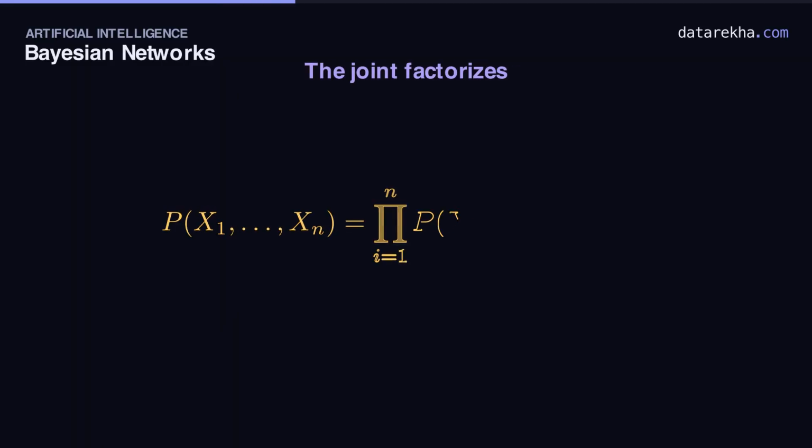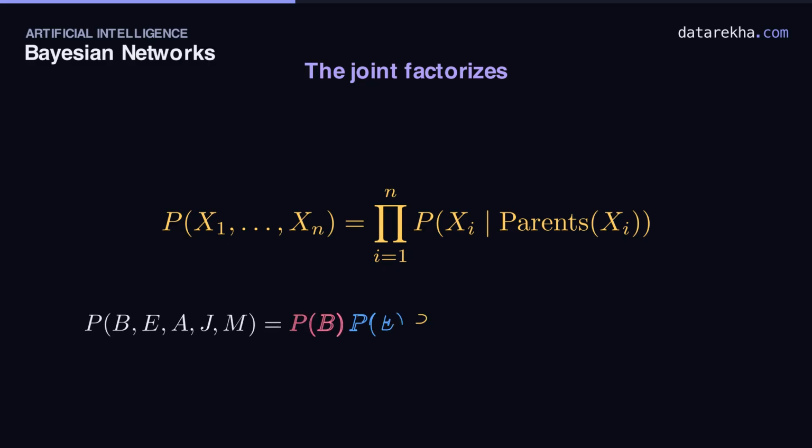Here is the payoff that makes the whole structure worth it. The full joint distribution, the chance of any complete scenario, is just the product of every node's table, each conditioned only on its parents. For our alarm network, that's exactly 5 factors, 1 per node. Burglary and earthquake stand alone. The alarm given both, and each call given only the alarm.